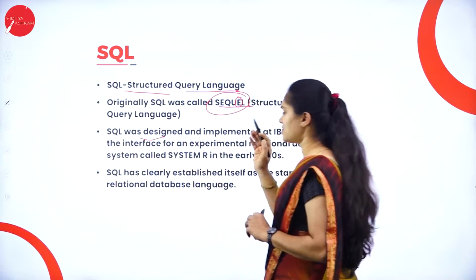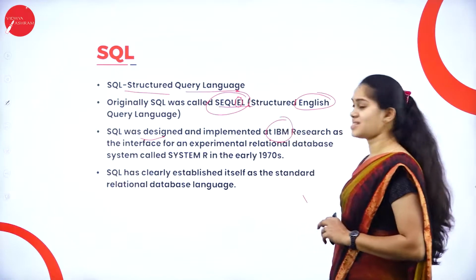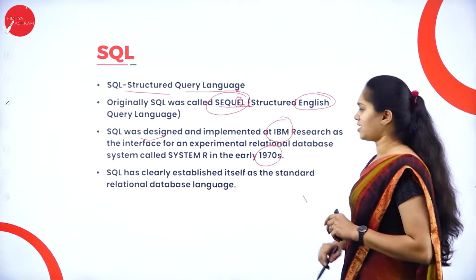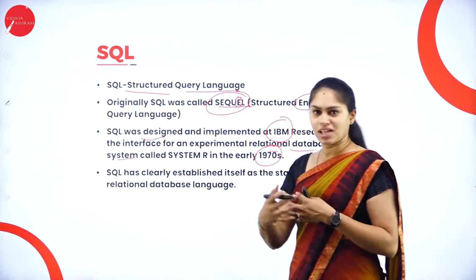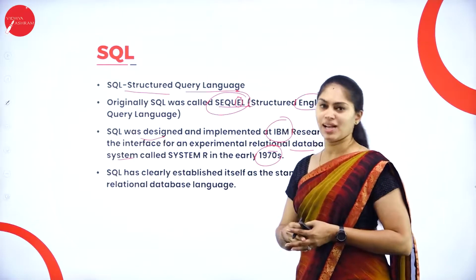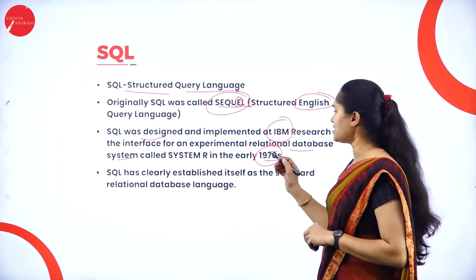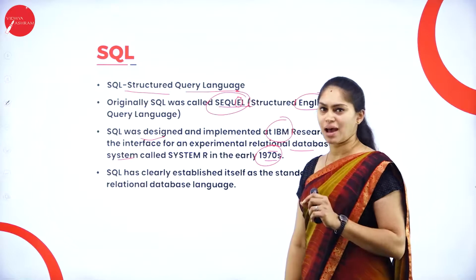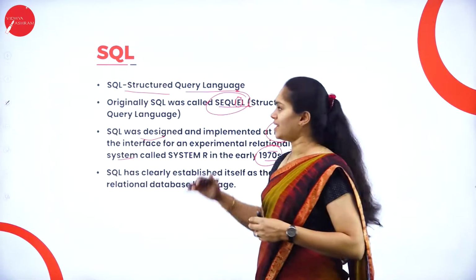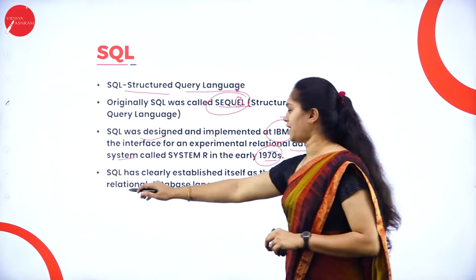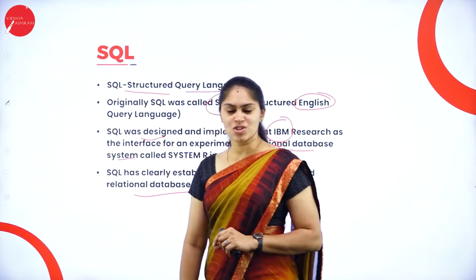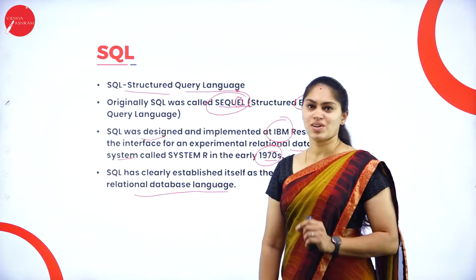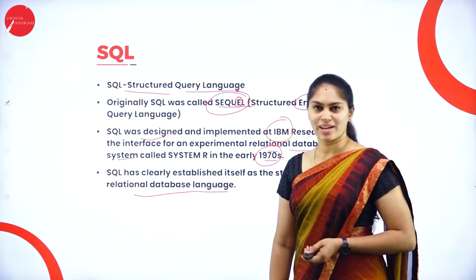This was designed and implemented at the IBM Research Lab in the year 1970. For experiments on the relational database system, they invented this SQL query language in the 1970s at the IBM Research Lab. After that, we now call SQL the standard for the relational database language. If I want to access any content in the database, with respect to a relational database, then we use this SQL query language, or structured query language.